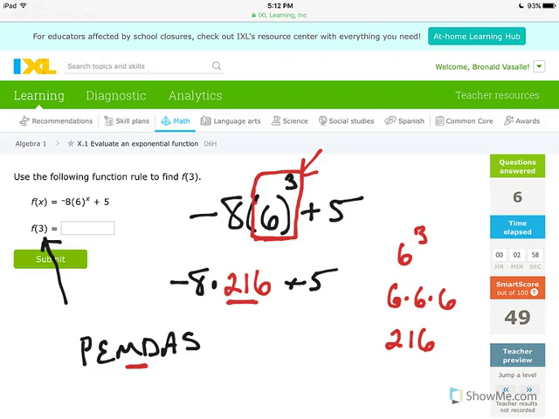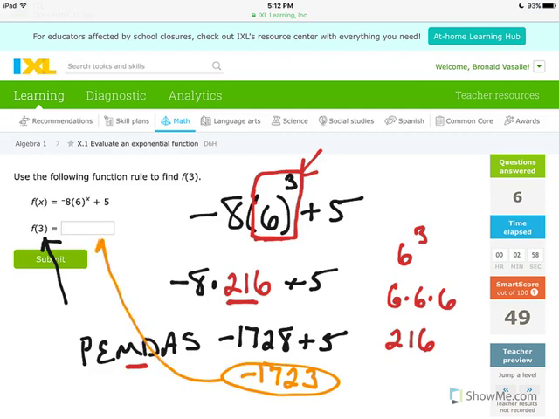So negative 8 times the 216, work that out on a calculator, that should get us negative 1,728, plus 5 more, so add 5 to that. And for the final answer, you should get negative 1,723. So there's your final answer. That should go into the answer box.